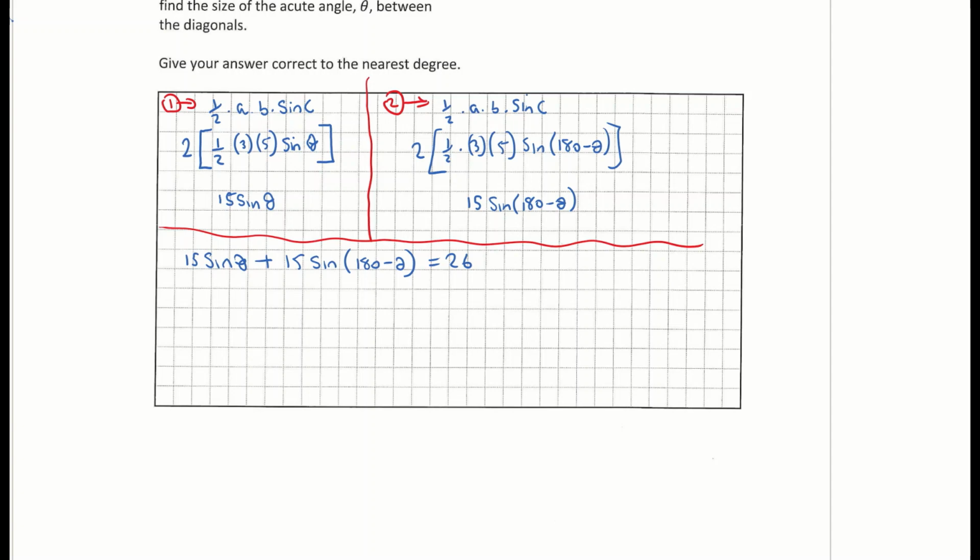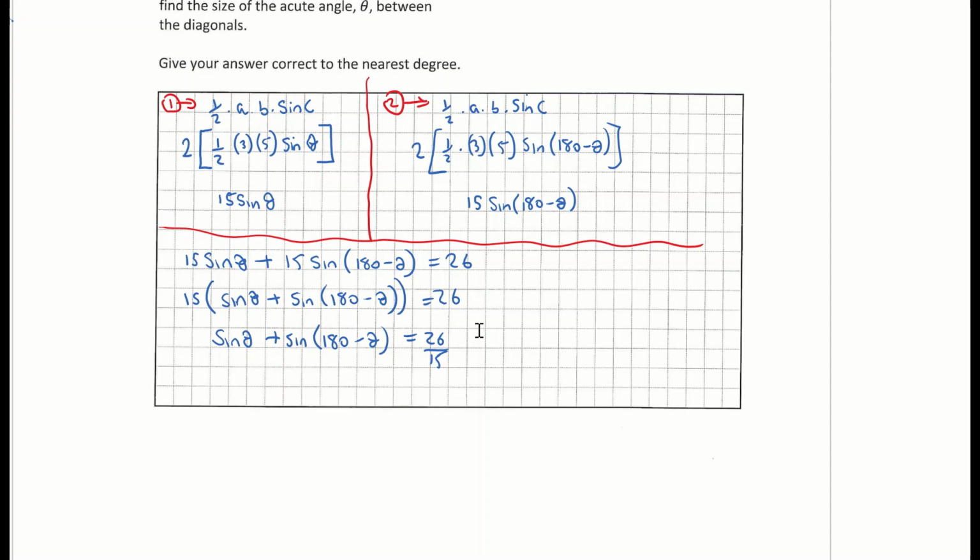The next thing I'm going to do here is see if I can factorize out anything, and I can factorize out 15 here. So I'm going to go 15 times sine of theta plus sine of 180 minus theta. So I've factorized out the 15 there, but it's still equal to 26. I'm going to divide across by that 15. So I get sine theta plus sine 180 minus theta is equal to 26 over 15.